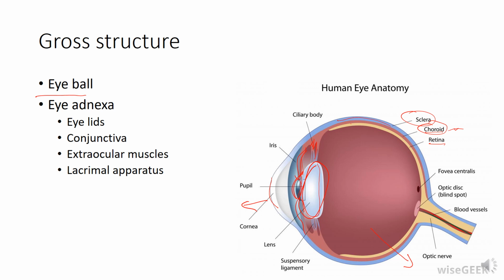In front of the iris is the anterior chamber of the eye, and posterior to the iris is the posterior chamber of the eye. Also there are the eye adnexa: the eyelids; the conjunctiva, which covers the surface of the eyeball; the extraocular muscles, which help in movements of the eyeball; and the lacrimal apparatus, which secretes secretions that keep the eye moist.